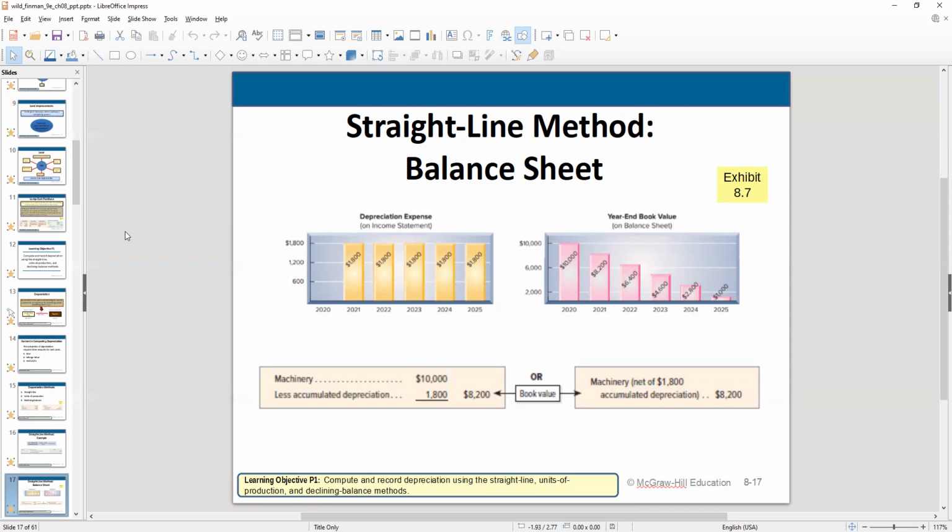So with straight line, you're going to write it down every year. In our example, at the end of 5 years, you're going to have a book value of that particular piece of equipment of $1,000. Now you can keep it and keep using it. It won't depreciate anymore. You'll just carry it on the books at its salvage value of $1,000 past that point.